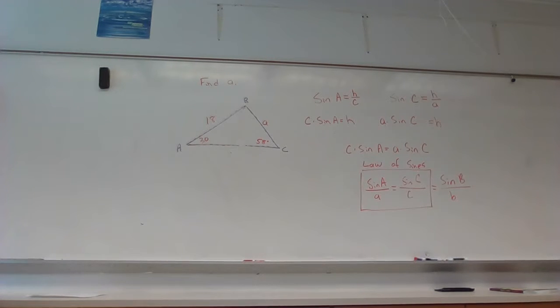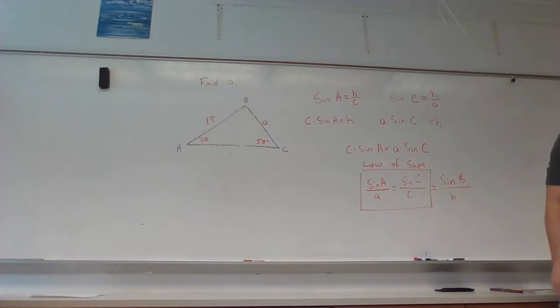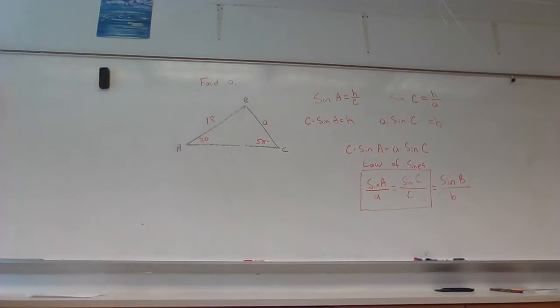All right. Since it's not a right triangle, this is what we're going to use. Sine of an angle divided by its opposite side. Somebody give me a ratio on this problem. Give me a ratio that we can use with the law of sines.